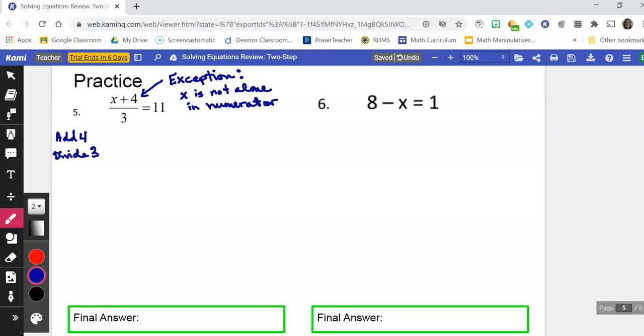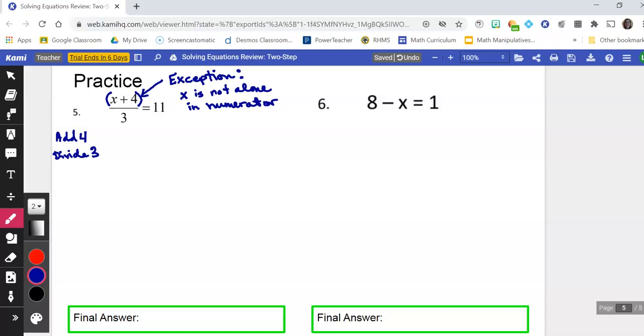All right, now, because this is attached to x in the numerator, these are basically together. We cannot split these apart until we deal with the fraction. So we have to deal with the fraction first. That means we want to do this division first. Again, these are stuck together until we get rid of the fraction.